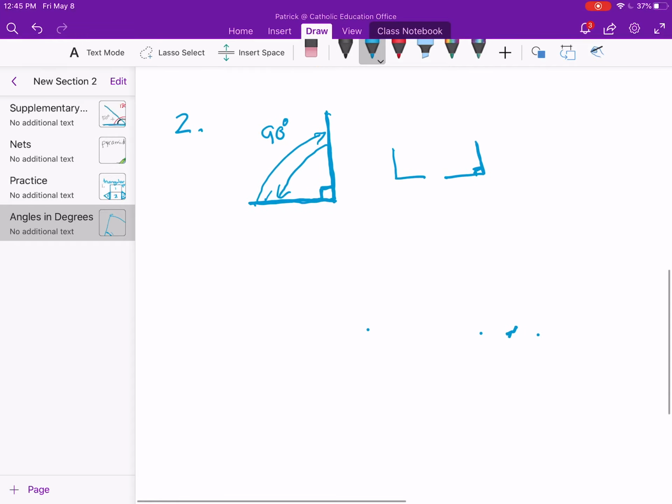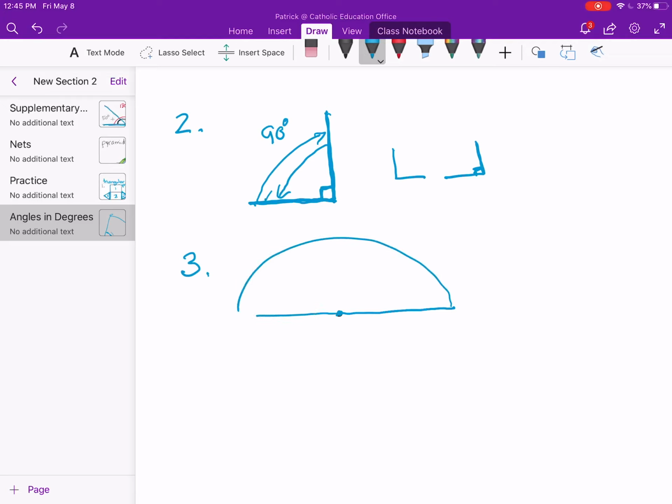Okay, let's do number 3. This next one starts, well, let's keep it blue. Starts here and rotates all the way over to here. So, pause the video and mark down how many degrees you think that turned.